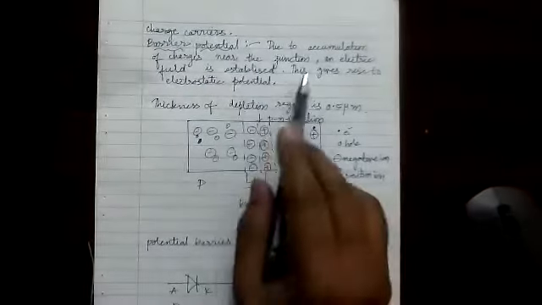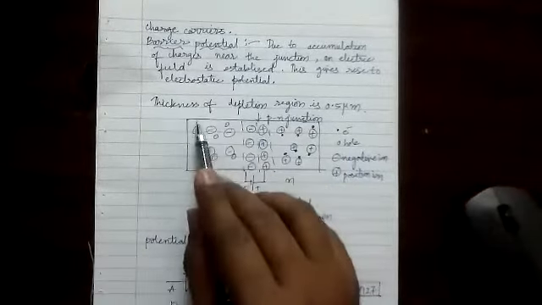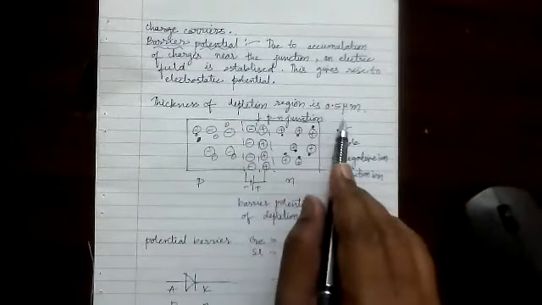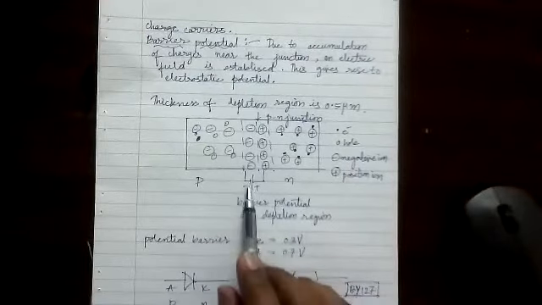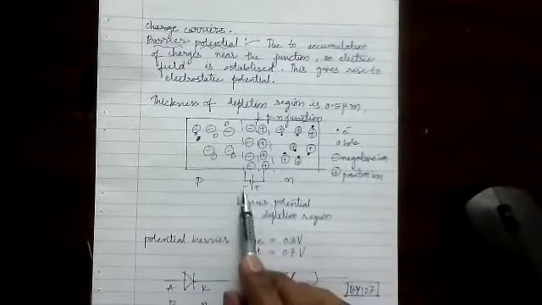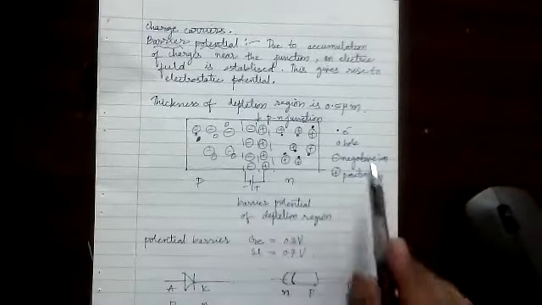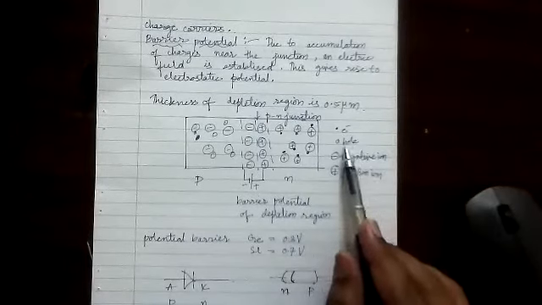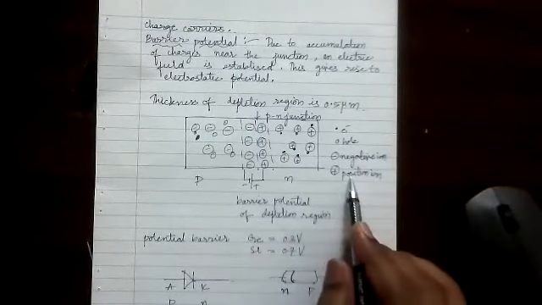Now, here, due to accumulation of charges near the junction, an electric field is established. This gives rise to electrostatic potential. Thickness of depletion region is how much? 0.5 micrometer. Now, here this is a PN junction diode. Here a small potential is developed. That is known as space charge region. And this is an electron or hole, and this is a negative ion, and this is a positive ion.